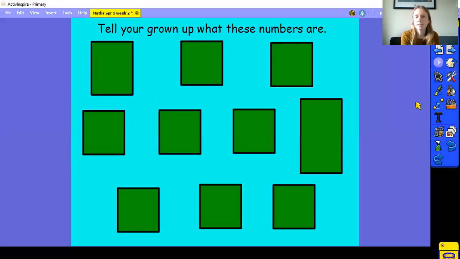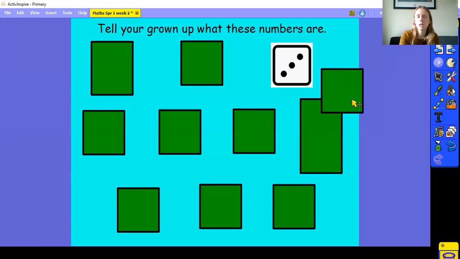Under these boxes, there are different things that represent numbers. What I want you to do is have a look as I reveal them and tell your grown-up what numbers they are. Have a look at this one first. What number does this show? If you said 3, you're right. We can see this number sometimes on a dice.